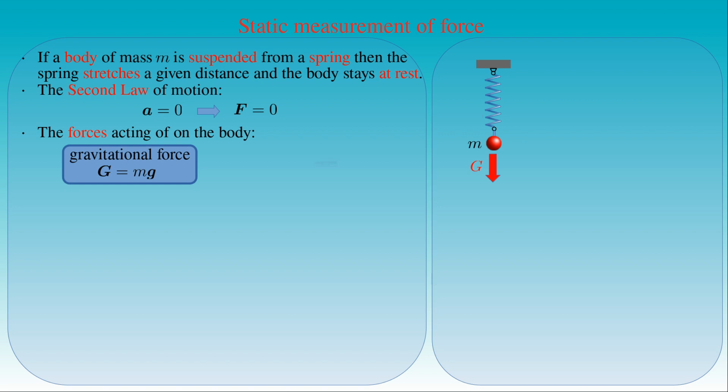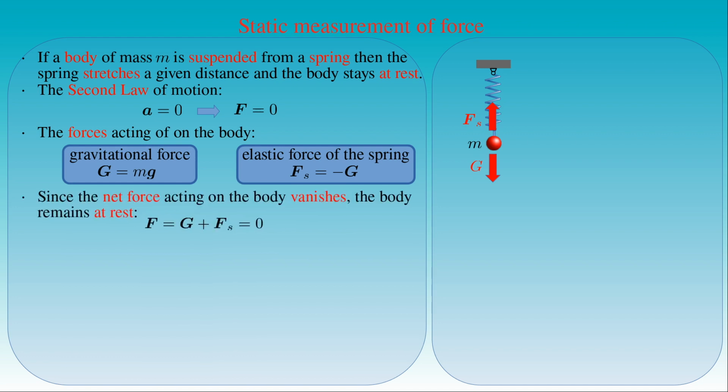The second force acting on the body is the elastic force due to the stretch of the spring, and the amplitude of the force Fs exerted by the spring is equal to the weight G, but this force acts in the opposite direction. That is, Fs is equal to minus G. The downward pull on the body due to the gravitational force is compensated by the elastic force pulling the body upward. The net force acting on the body is the vector sum of these forces, which vanishes since the two forces have the same magnitude but the opposite direction.